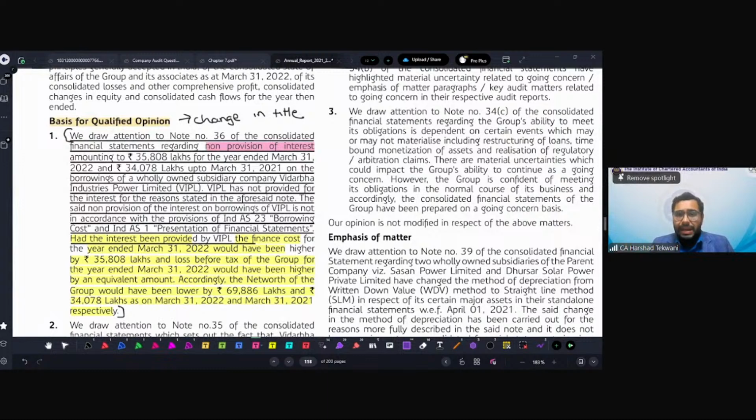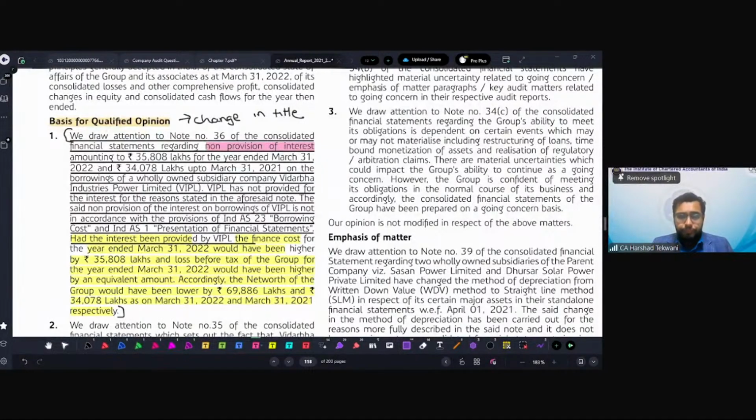So when the material misstatement is related to a specific amount, description and quantification of the financial effects of the material misstatement is required to be given. If there is a reference available to the financial statement, that reference is also required to be given. Clear?